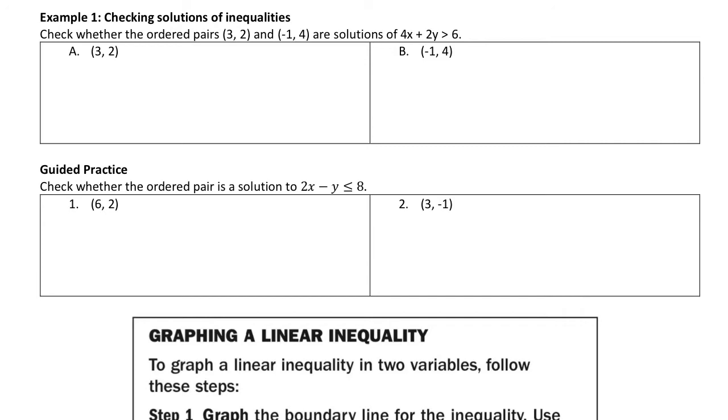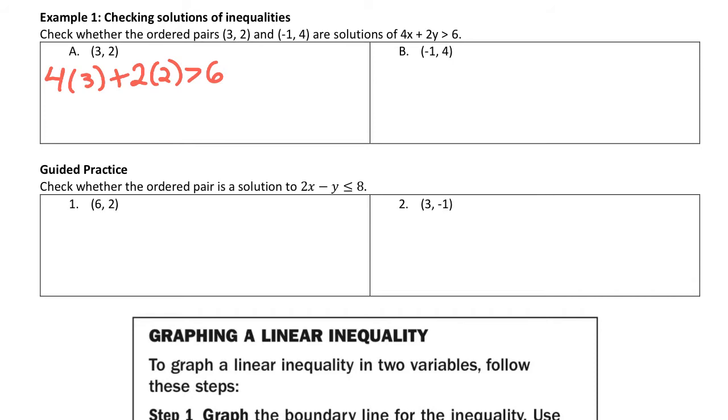inequality. So for our first example, in order to understand these linear inequalities with two variables, we need to understand what a solution is and what a solution isn't. So in example 1, I ask you to check whether ordered pairs are solutions to the given inequality. So this ordered pair 3, 2 is an xy ordered pair. So I would substitute 3 for x, and I would substitute 2 for y. And I would simplify that side of the inequality.